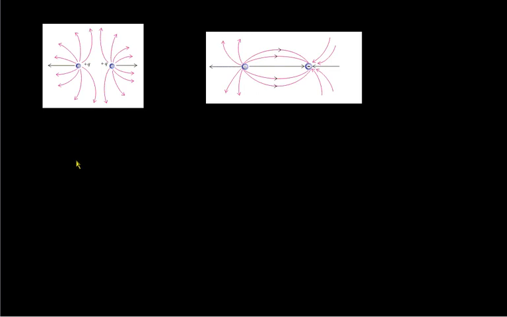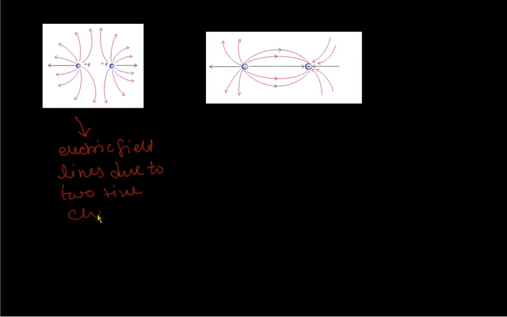We can also draw field lines around a system of two positive charges, and this figure shows the electric field lines due to two positive charges. And from this figure we can see that field lines around a system of two positive charges describe the mutual repulsion between these two charges.